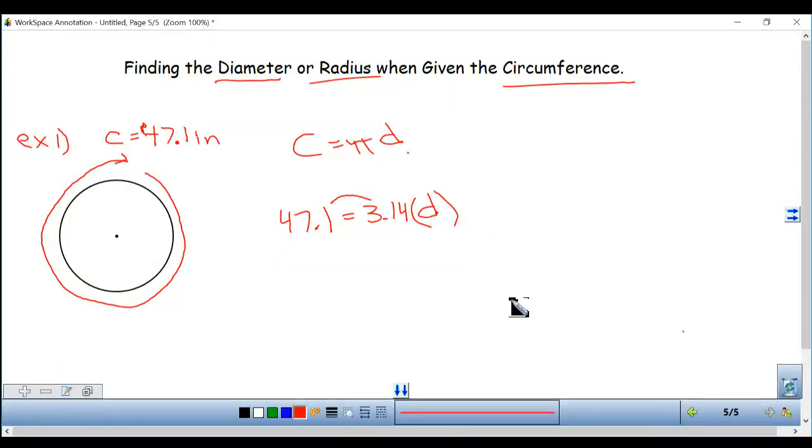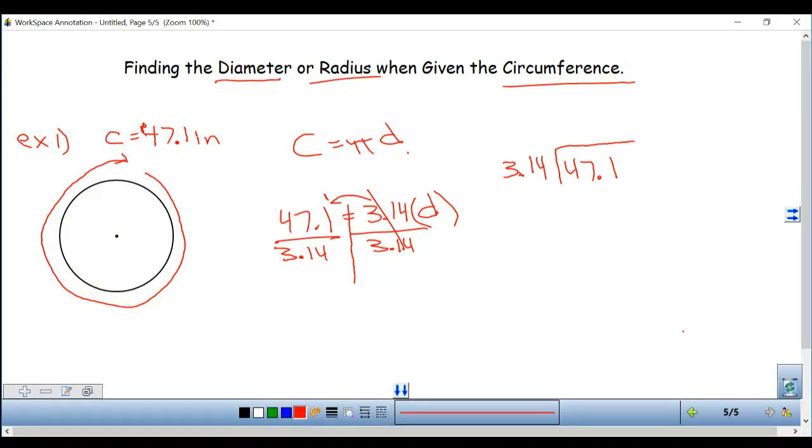And by doing so, I have to do the inverse operation because I crossed this equal sign. So 3.14 and diameter, they're multiplying. So I have to do the inverse, which is divide on both sides. These always one out. And I need to do 47.1 divided by 3.14.